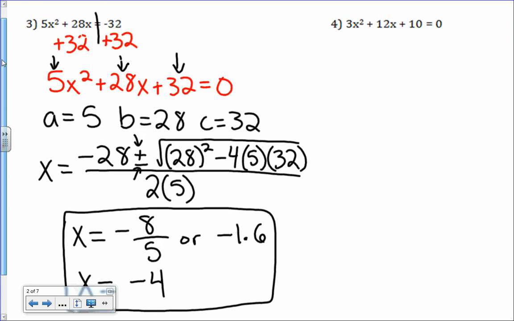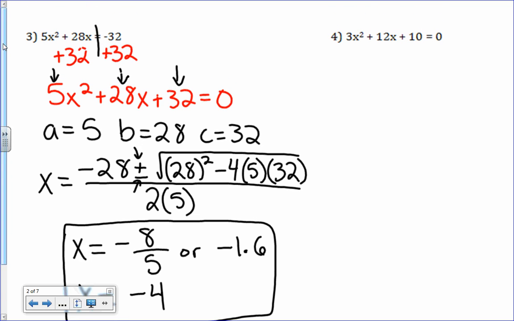Okay, moving on to example number 4. If you look at example number 4, it's already set equal to 0. Now some of you might be trying to do the x method with it, and if you tried the x method and you went 3 times 10 is 30 and b is 12, but there are no factors of 30 that will add up to 12.